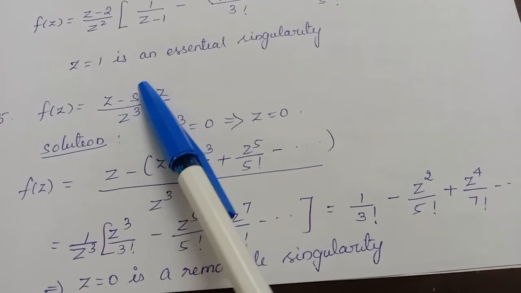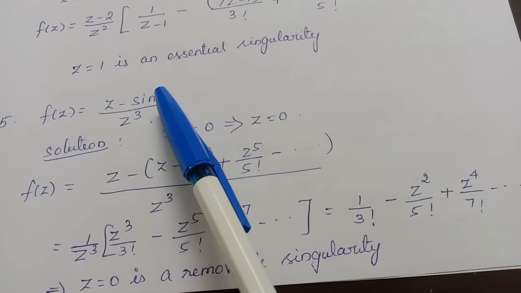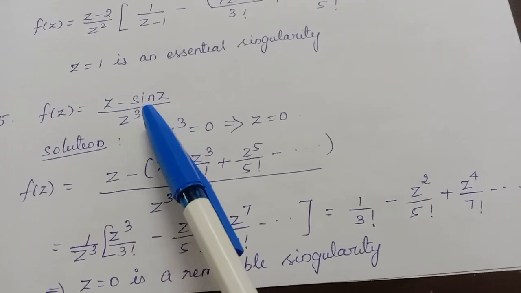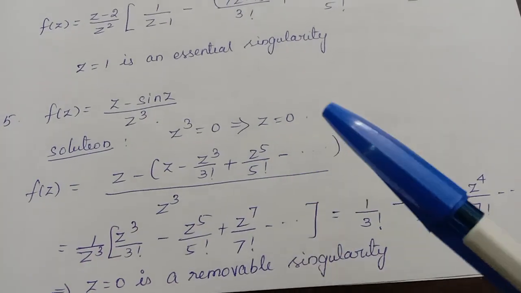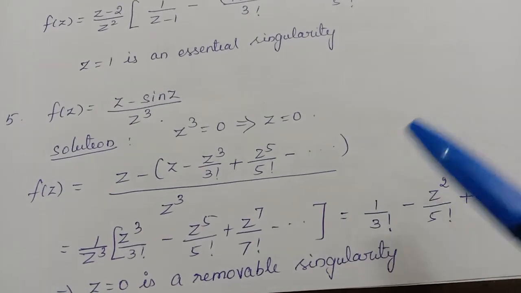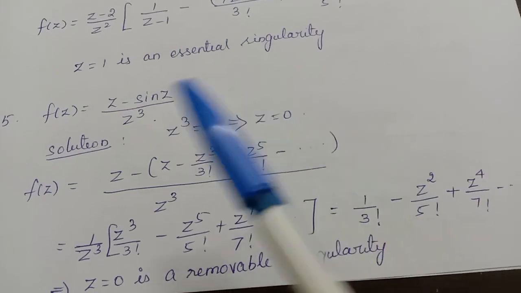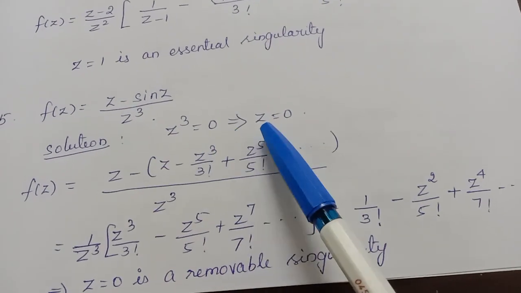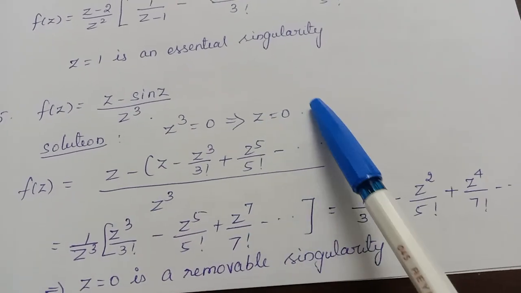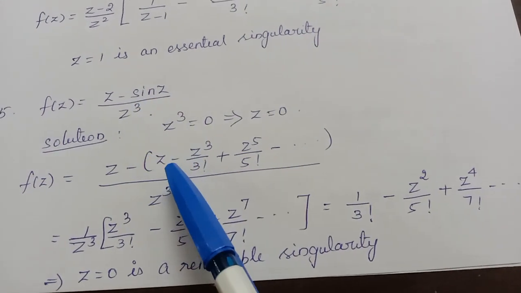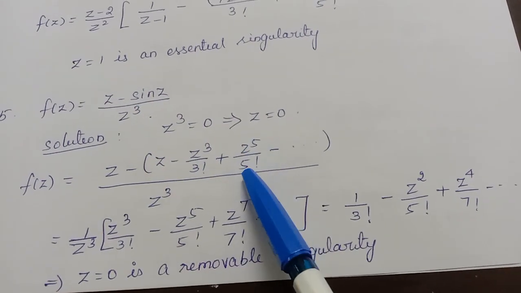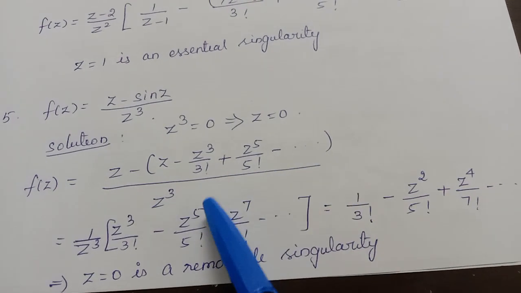Whenever you have a trigonometric function or exponential function, you have to check it again for the order of the pole, or whether it can be removable or it can be an essential singularity. So in order to identify the nature of this singular point, I am writing the expansion: z minus sin z is z minus z cube by 3 plus z power 5 by 5 minus etc., divided by z cube.